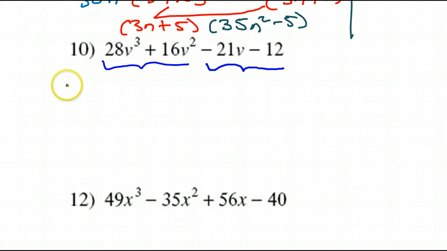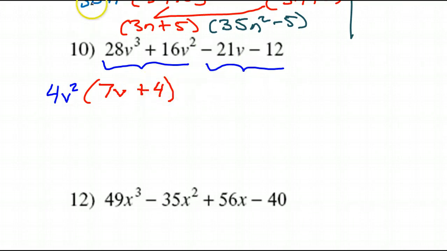So let's bring out 4v squared. 4v squared. Okay, that's going to leave on the inside 7v plus 4. Okay, now on the other side, both of these are divisible by 3. So I'm going to put, because of the minus, I got to pull out a negative 3.